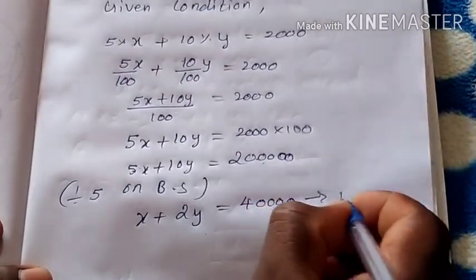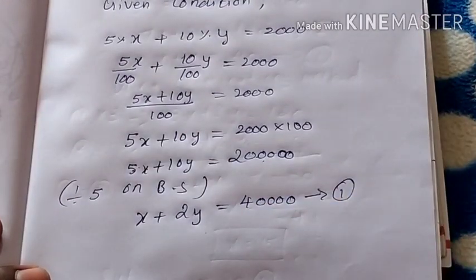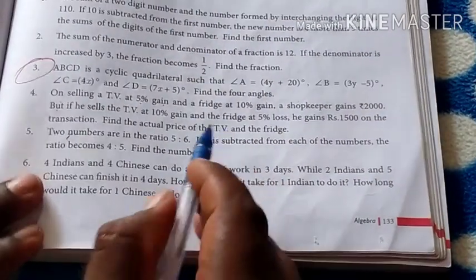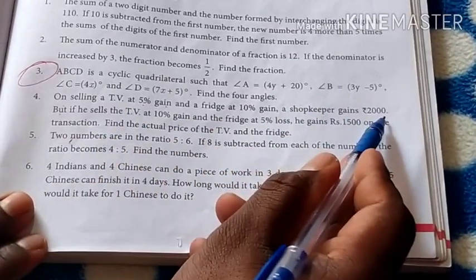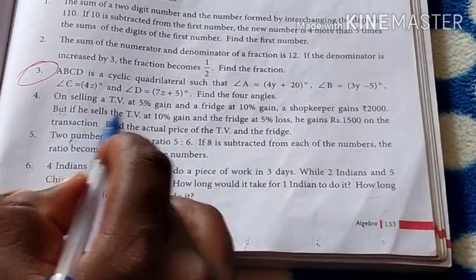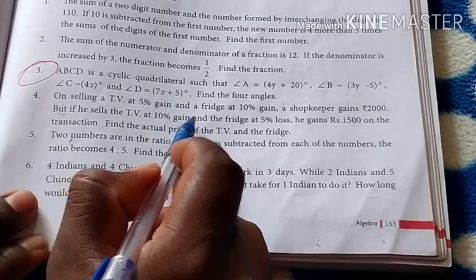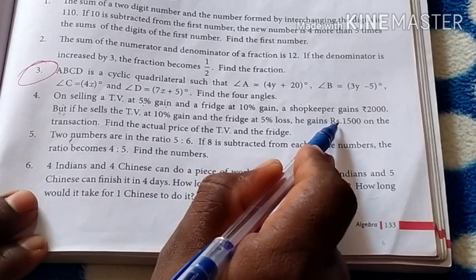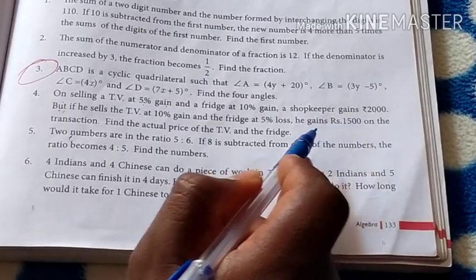Okay, this is equation number 1. Have you understood? Then the first condition is over. Then the second condition: if he sells the TV at 10% gain and the fridge at 5% loss, he gains rupees 1500.